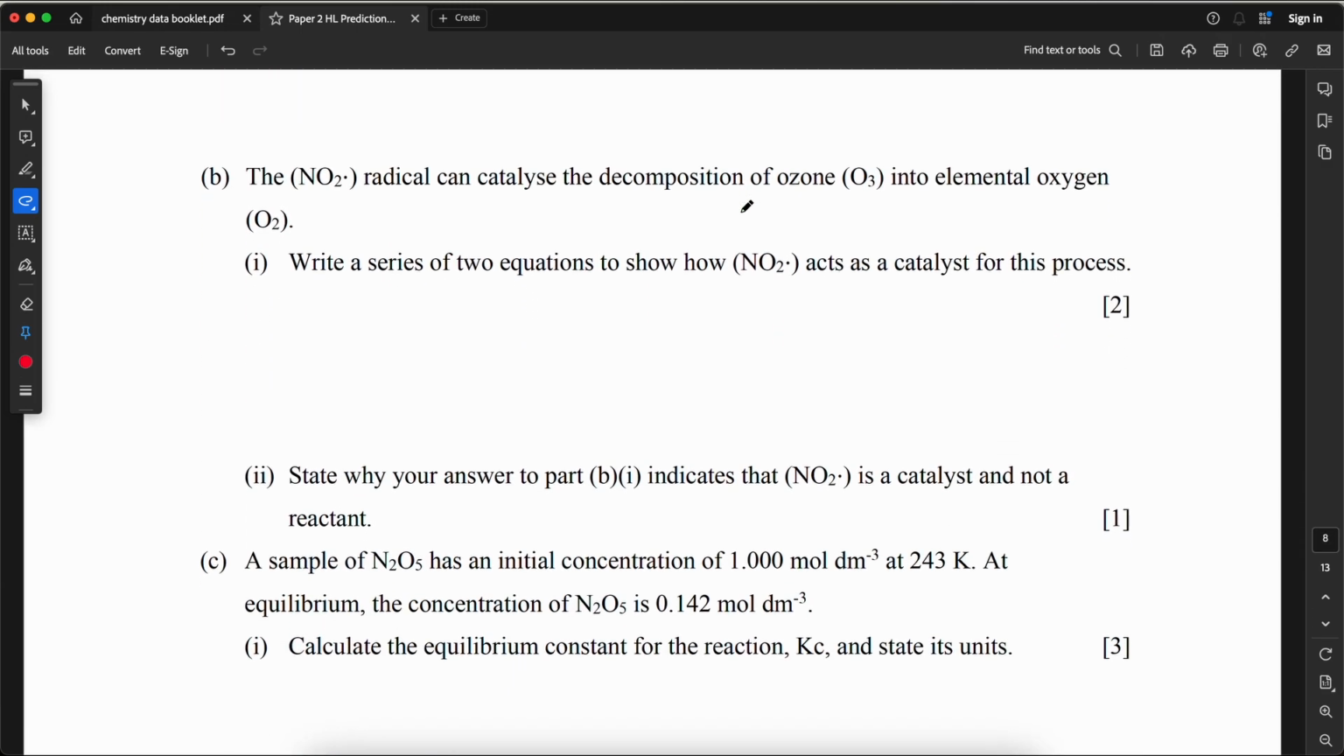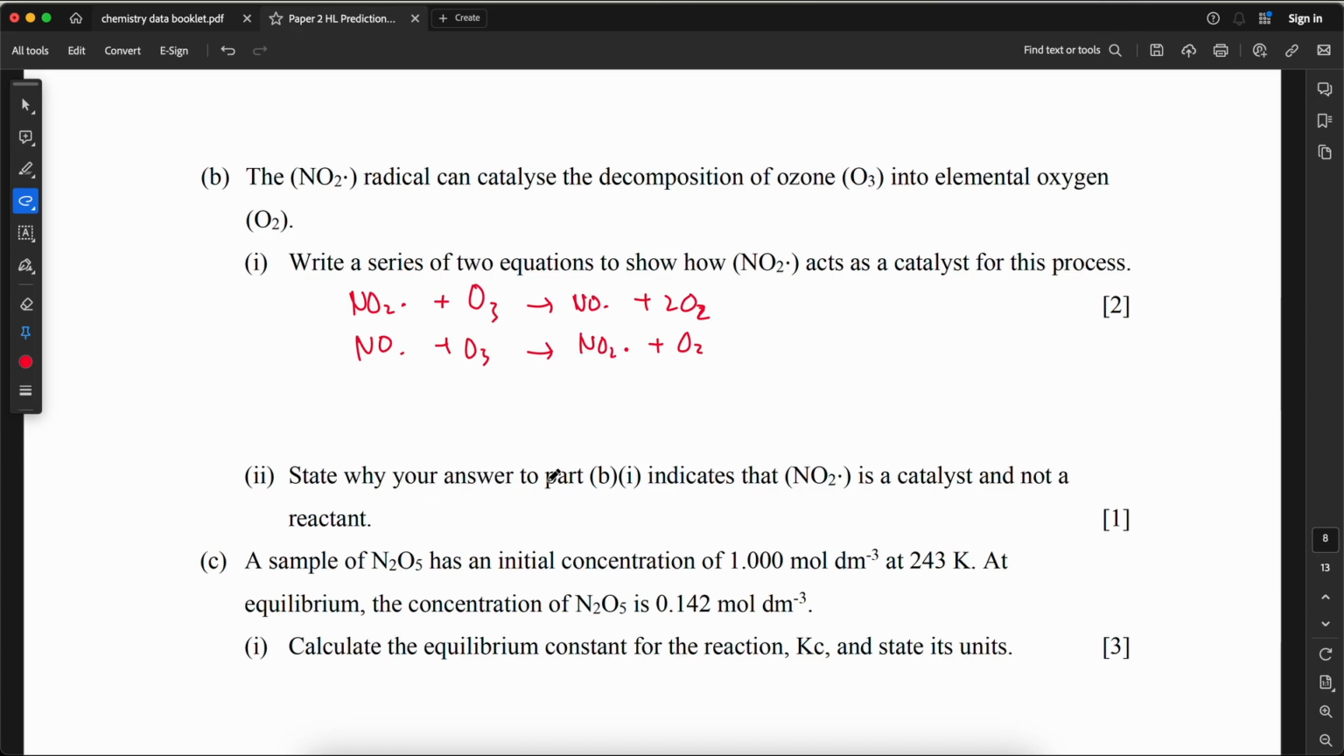The NO2 radical can catalyze the decomposition of ozone into elemental oxygen, O2. Write a series of 2 equations to show how the nitrogen oxide radical acts as a catalyst for this process. So NO2 radical, when it reacts with ozone, will produce NO radical and oxygen. And NO radical reacts with ozone to produce NO2 radical and oxygen. So from here you can see that NO2 is regenerated.